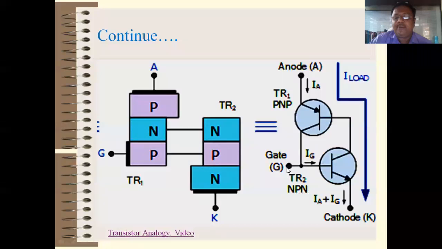So some current is applied to the gate of the SCR. It means the base current of transistor 2, right? IG is nothing but the IB of transistor 2. So IG is equal to IB2, right? So if IB2 is applied to the base of the transistor, this IC2, the collector current of transistor 2, is nothing but beta into IB, right? So definitely this IC depends upon the beta of the transistor.